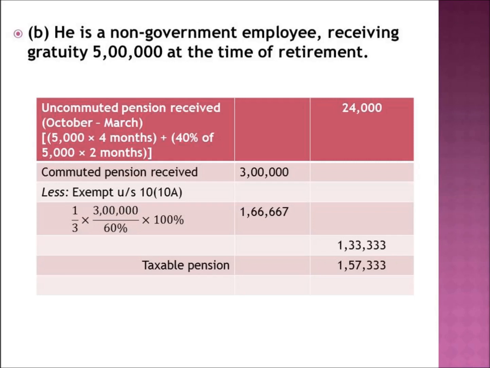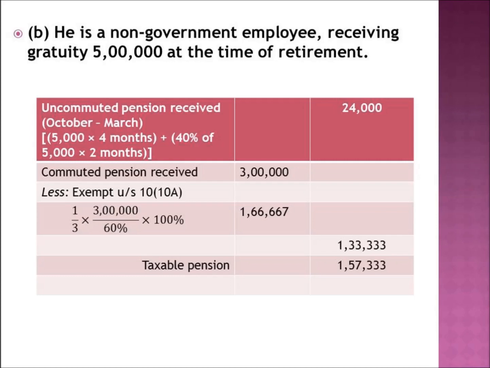We multiply it by 1/3 to get the exemption granted in case of non-government employees in receipt of gratuity. So this is how the exemption is calculated. What is the exemption? 1/3 of 100% of the commuted pension had I commuted my total pension. So 1/3 of 3 lakh divided by 60%, that is rupees 5 lakh, that is equal to 1,66,667. So this part is exempted from the commuted pension received.